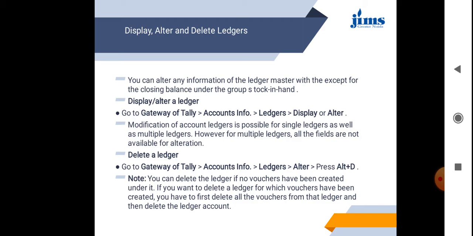You can alter any information of the ledger master except for the closing balance under the group stock in hand item. After creation of a single ledger account, you can view the details of the ledger by choosing the option display. The path is: go to the Gateway of Tally, accounts information, ledgers, single ledger. When you have chosen that, you choose display over there. You will get the ledger which you have made.